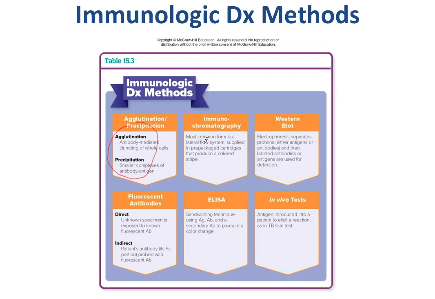Immunological tests also include immunochromatography and Western blot, fluorescence antibody test, ELISA and in vivo test. An in vivo test would be the TB skin test. Also, the flu shot could be one type of in vivo test. So we will talk about this later on.